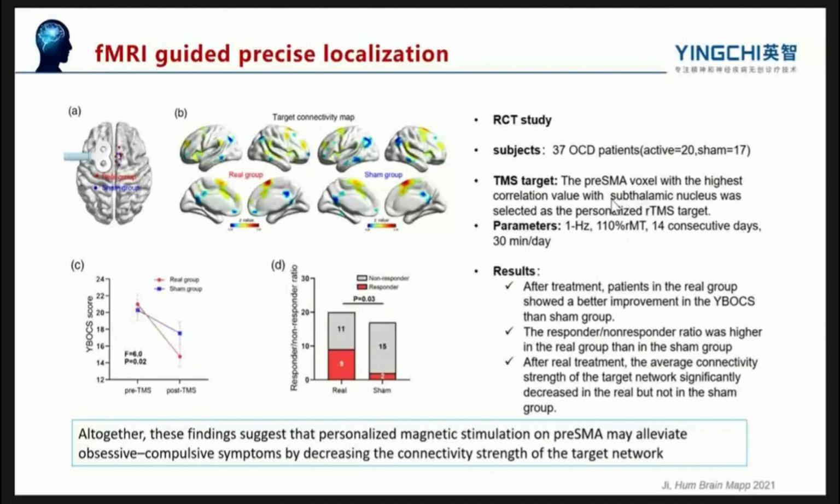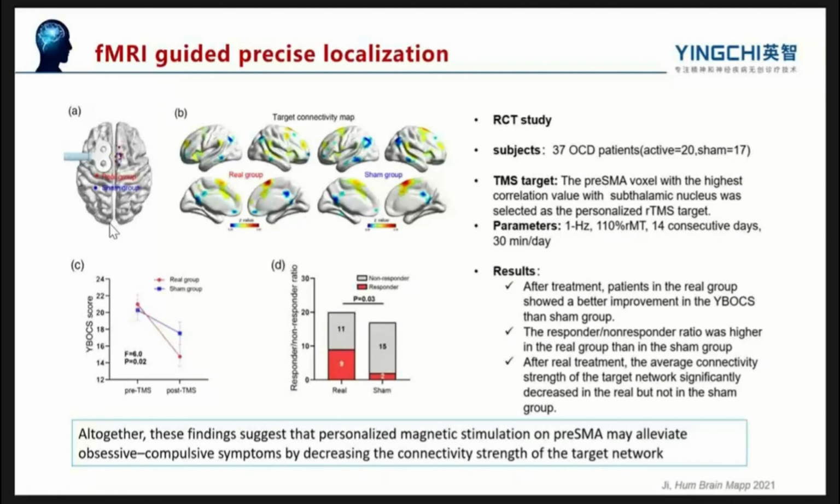But it's very expensive to use DBS, and it's also intrusive. So if we can find a target which has a high correlation with the subthalamic nucleus, maybe we can get better rTMS treatment efficacy by using this individual target. This is a paper published in Human Brain Mapping in 2021, by researchers in China. We are cooperating with them to optimize the computation of this individual target in the brain area.